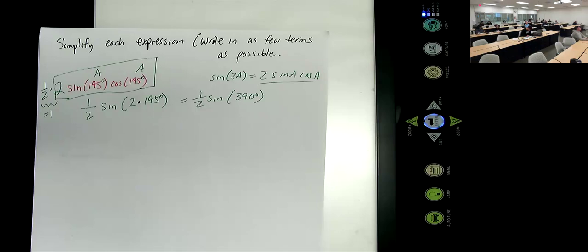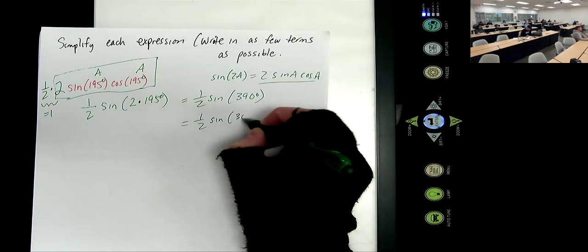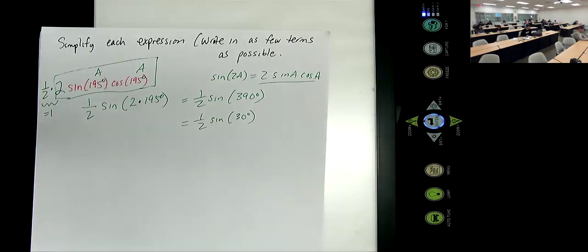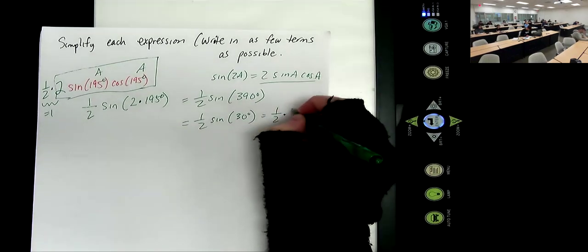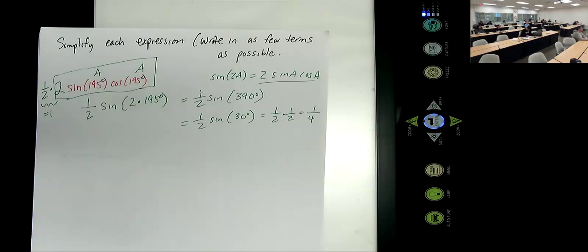Does that get any cleaner? What angle is 390? It's just 30 degrees. It's the same as 30 degrees. You can go to radians if you want, but we don't need that. What is sine of 30 degrees? 1/2. So this ends up being 1/2 times 1/2. When you multiply fractions, you multiply tops separately from bottoms, and we get 1/4. So that cleaned up into a simple number.